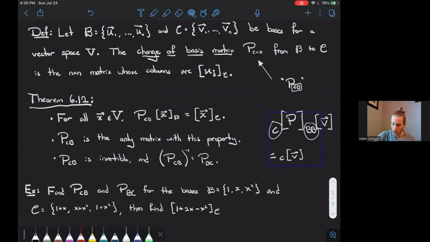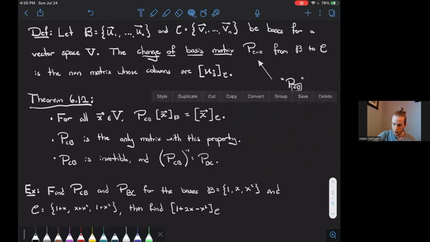It seems kind of counterintuitive because what did we do? We called it the change of basis matrix from B to C, and we want to read left to right, but no. When we do matrix multiplication, it goes from right to left in this case, right? So, okay, theorem 6.12. Let's formalize everything that we just said.